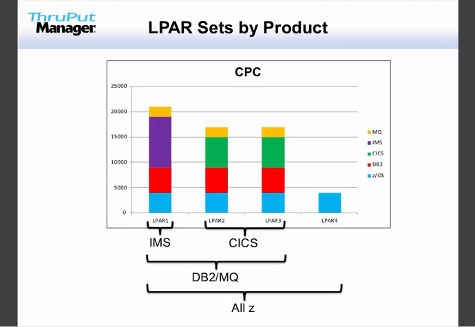In this example, LPAR sets have been defined by the major software products. Note that since DB2 and MQ are on the same LPARs, these are covered by a single LPAR set. The SCRT report will show the peak 4-hour rolling average by product, which you can use to establish an appropriate limit for each of these LPAR sets, allowing greater control over individual product costs.